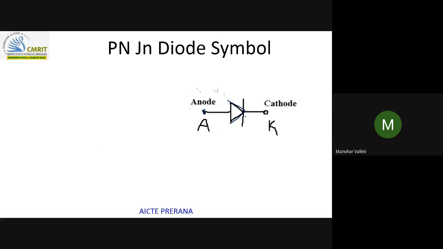Is the diode a unipolar device or a bipolar device? So this is a unidirectional device. Only the current flows from anode to cathode, whereas from cathode to anode there won't be any current. That's why it is a unidirectional device.